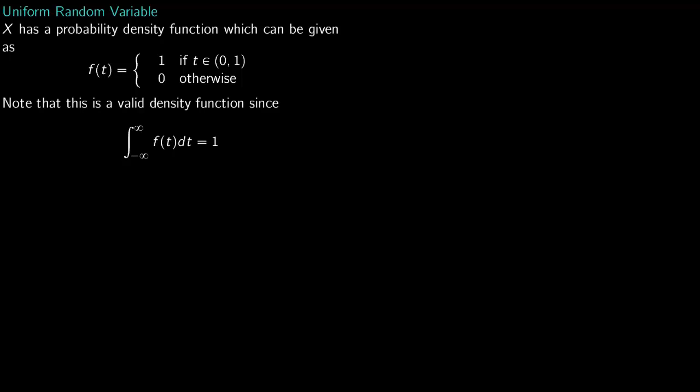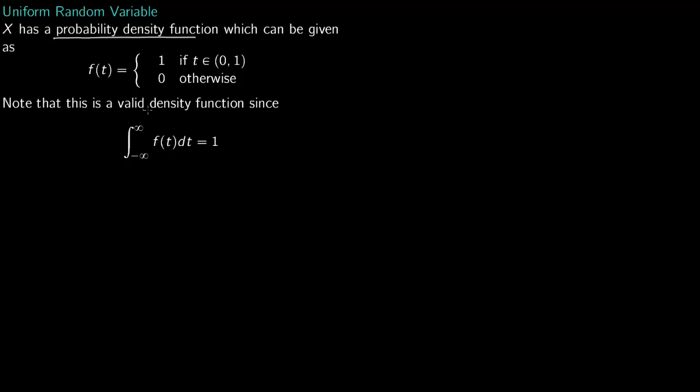We now talk about uniform random variable. So say X is a uniform random variable if it has a probability density function, notice I'm talking about probability density function, which can be given as f of t is equal to 1 if t is part of the open interval. So this interval is open in the sense that 0 and 1 are not contained in the interval. So t is an element of the interval 0 to 1, where 0 and 1 are not contained in the interval, and it is 0 outside it.